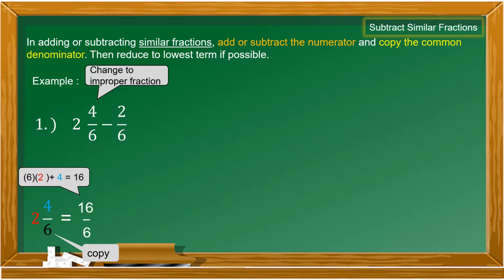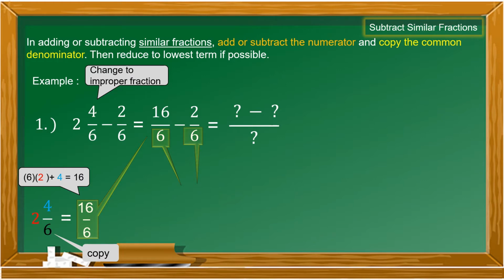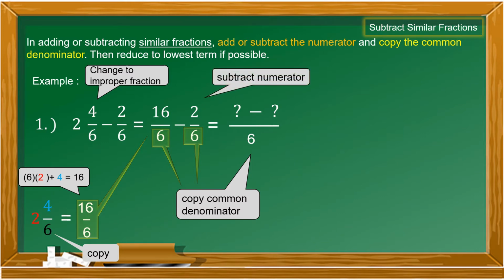You have now 16/6. So 16/6 minus 2/6 is equal to, you observe that they have the same denominator, just copy the common denominator, that is 6. Now you are going to subtract the numerators, that is 16 minus 2. So you will have now the answer 14/6. Then 14/6 is not the lowest term.